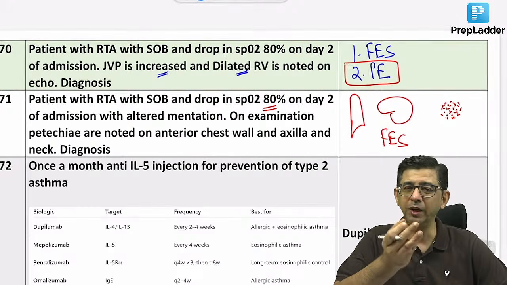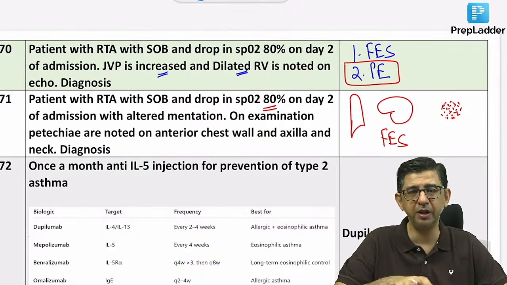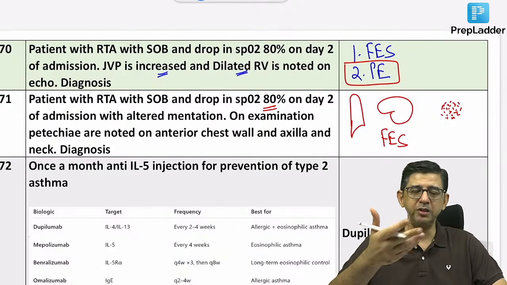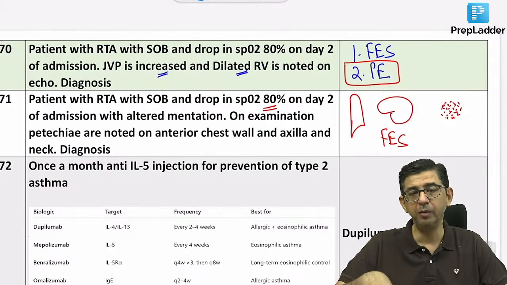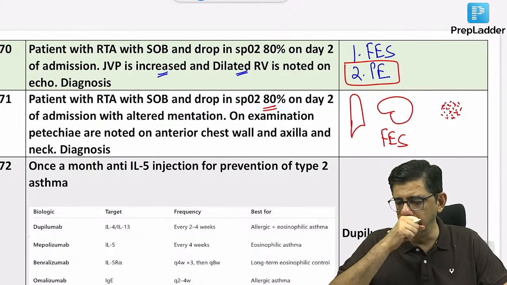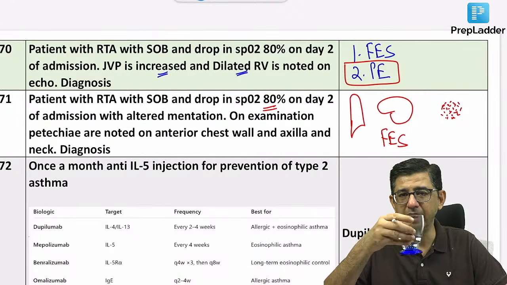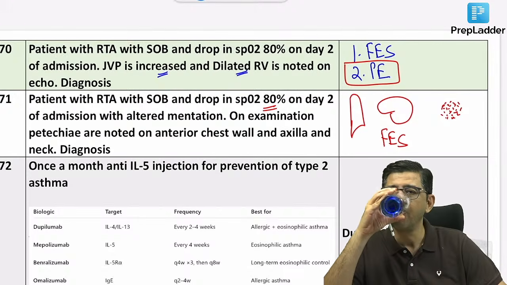So usually one question always comes on fat embolism versus pulmonary embolism. That's the differentiation that you need to remember: if he mentions features of heart failure, then the answer is pulmonary embolism. If he mentions CNS manifestations and development of petechiae, then you have to think in terms of the answer as fat embolism syndrome.